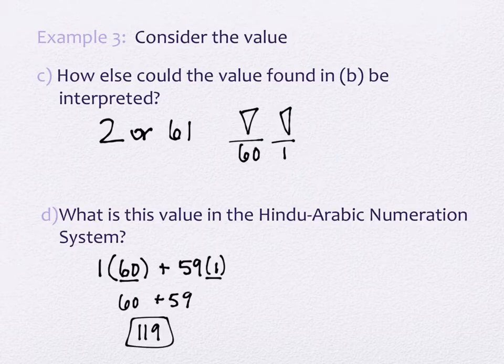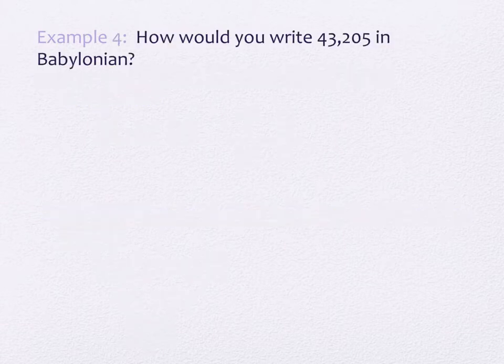So now we're going to go the other direction, where we're going to take one of our numerals, right, and we're going to turn it into Babylonian. Okay, so we have the number 43,205. And all we've got are things with tens and ones, right? But we have the place value system to help us out too.